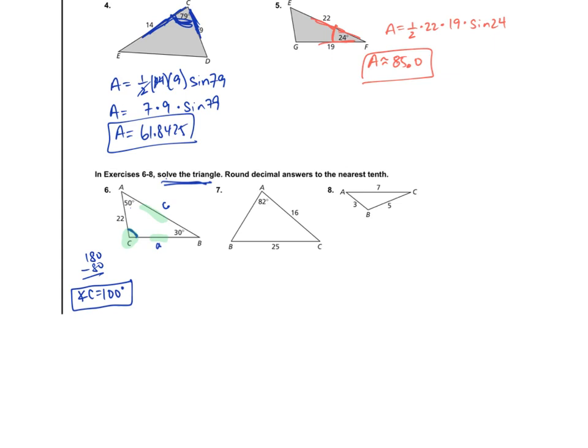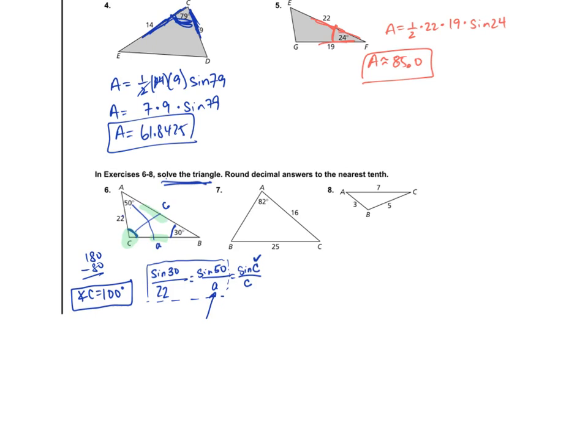Over here, I've got the sine of 30 over the opposite side, 22. I've got the sine of 50 over its opposite side, which is a, and I've got the sine of C, which I found to be 100, over its opposite side, little c. So I know the sine of C, that's 100. But take a look. Before I even go to that, I can use these two right here, and I could solve for that guy, little a.